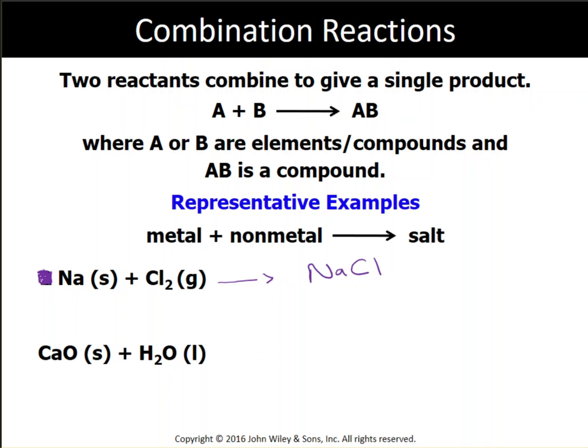Now when you write the formula, remember that this is an ionic compound. We're still going to make sure that the chemical formula is correct, meaning the charges need to be balanced. So sodium is in group 1A, plus 1, and chlorine is in group 7A, negative 1. So this is the correct formula of sodium chloride. Now sodium chloride is an ionic compound. Remember, ionic compounds or salts are always solid as long as there is no water.